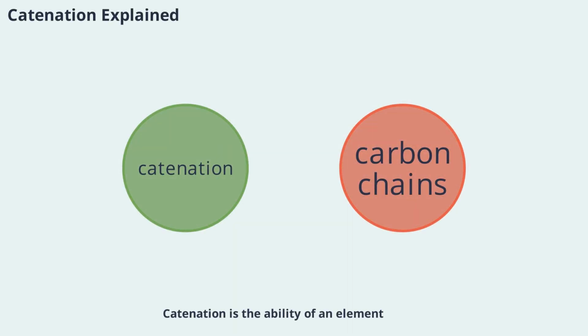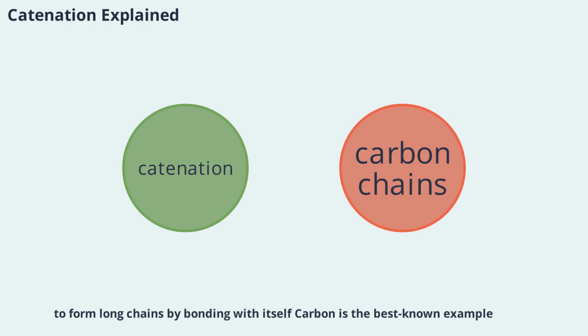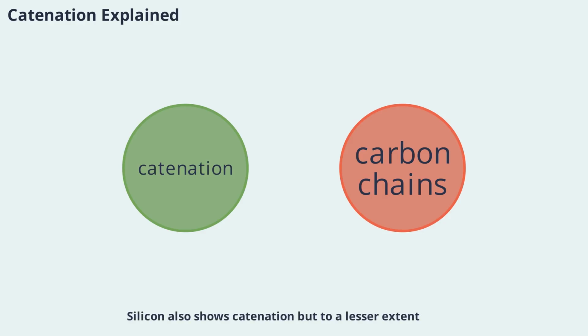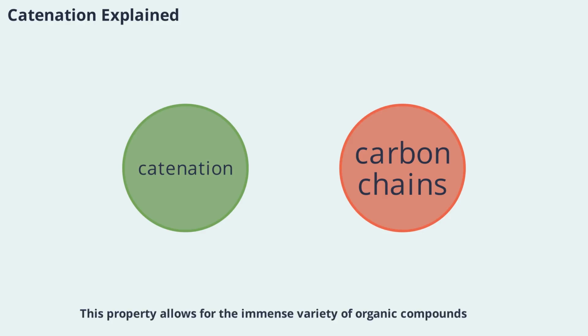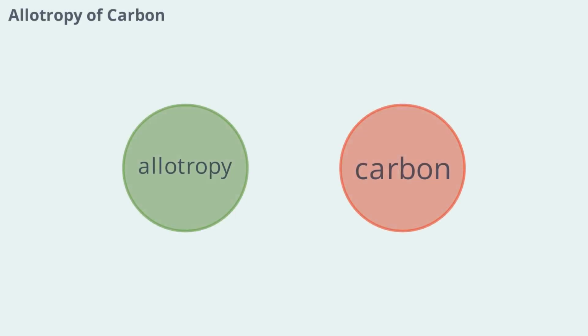Catenation is the ability of an element to form long chains by bonding with itself. Carbon is the best known example, forming chains, rings, and complex structures that are the backbone of organic chemistry. Silicon also shows catenation, but to a lesser extent. This property allows for the immense variety of organic compounds, from simple hydrocarbons to complex biomolecules, making catenation a cornerstone concept in chemistry.